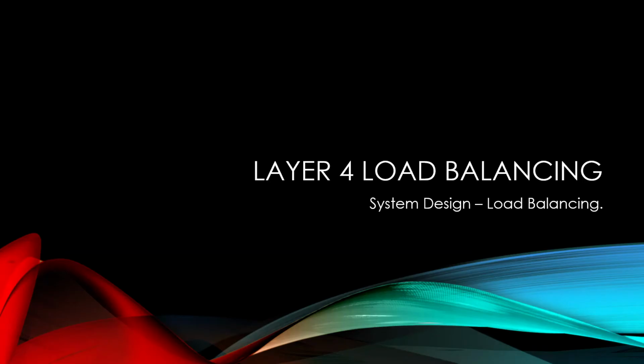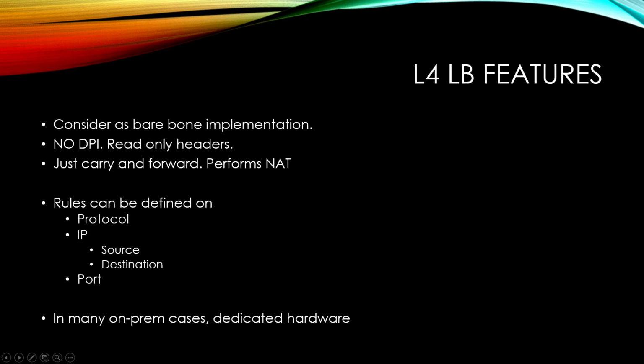So based on the current logic, if we just quickly see what are the different features of an L4 load balancer, we can consider these as a very bare bone implementation. It doesn't do any advanced or smart routing. It just reads the header of the packet that is coming in, and based on that it just redirects. There is no deep packet inspection, and it's very simple. It just carries and forwards. Basically a sort of NAT is happening over here.